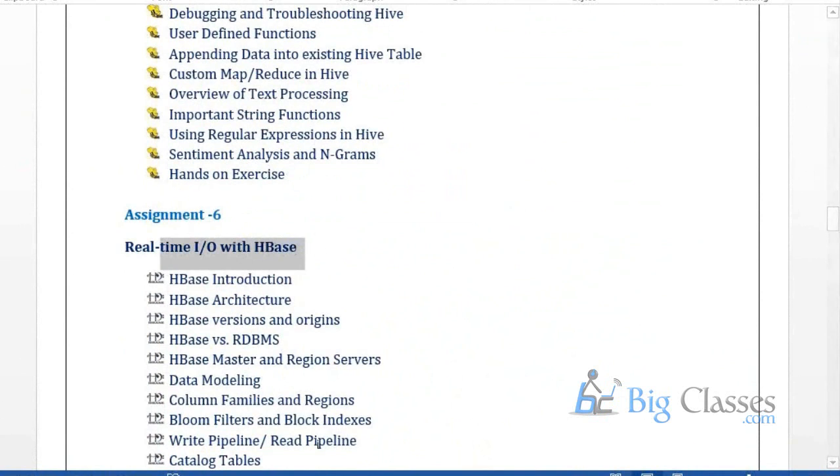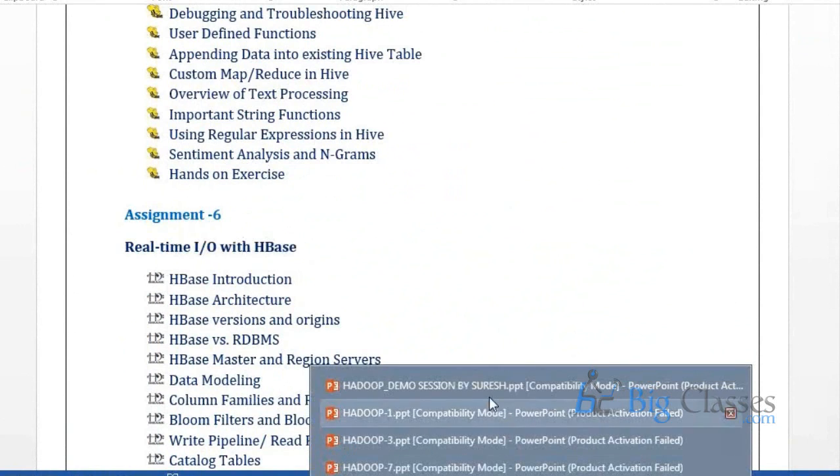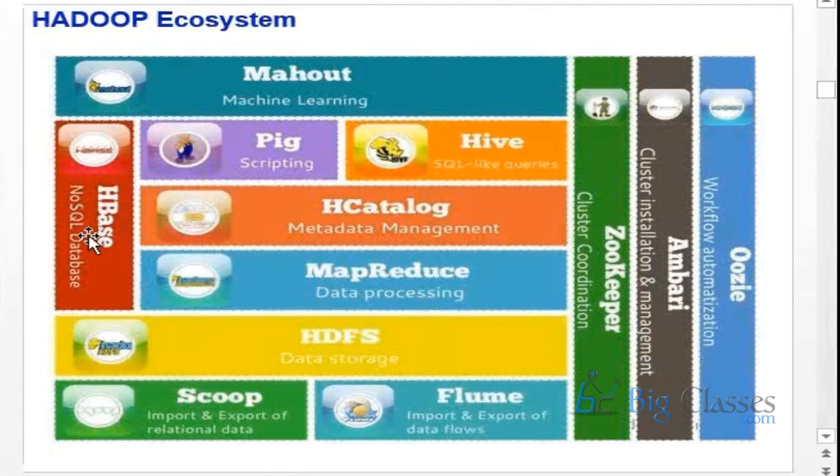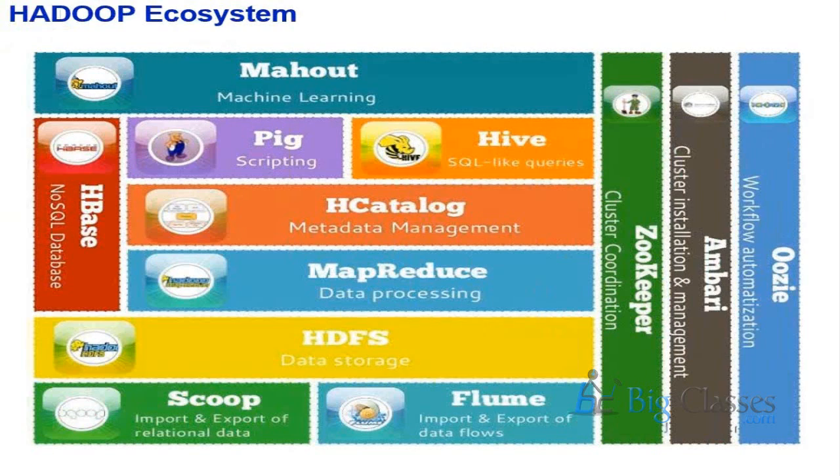Then we will go for HBase. What is this HBase? In the Hadoop ecosystem, we have one NoSQL database available. That means this is a database, but it does not follow any SQL. That NoSQL database we simply call HBase.